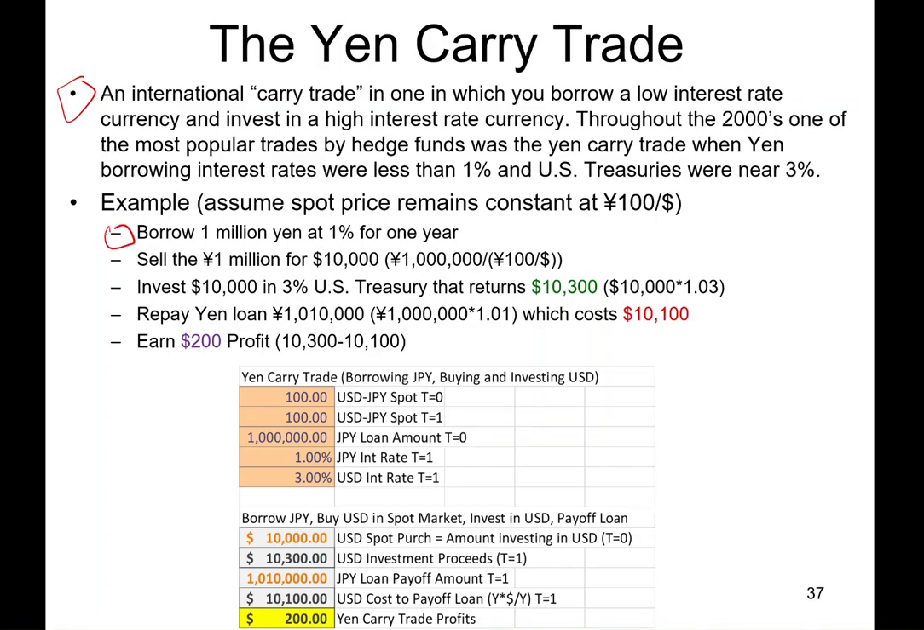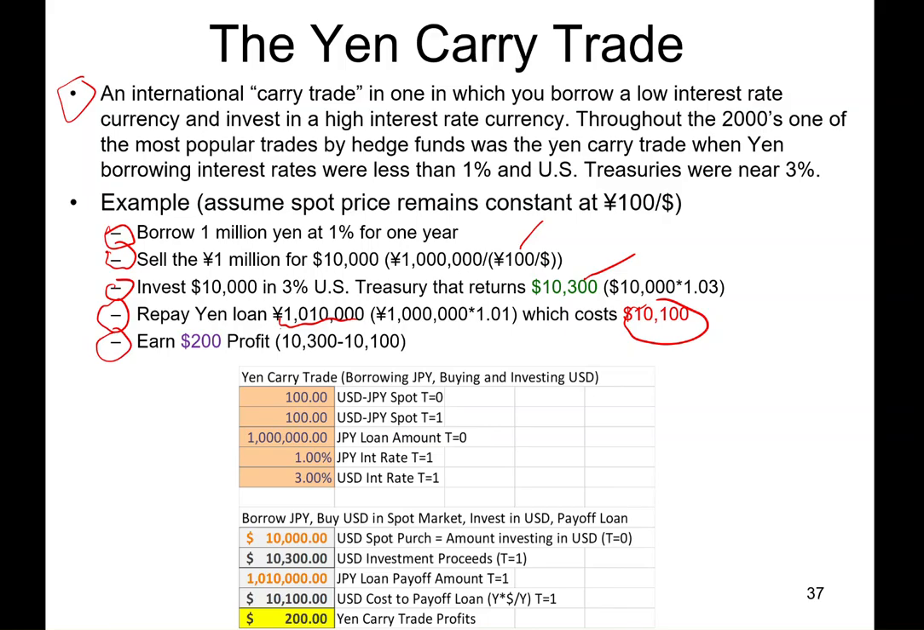So if I borrow 1 million yen at 1% for 1 year, then immediately sell the yen for $10,000 at an exchange rate of 100 to 1, I now have $10,000. I invest in a US Treasury for 1 year at 3%. So 1 year from now, I'll have $10,300. And at the end of that year, I need to pay off my loan. That's going to be 1.01 million yen, which will cost me $10,100 as long as the exchange rate remains at 100. Now what profit do I earn? Well, I earn that 2%, that $200 profit.